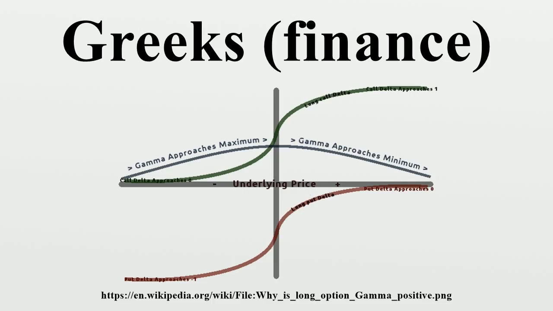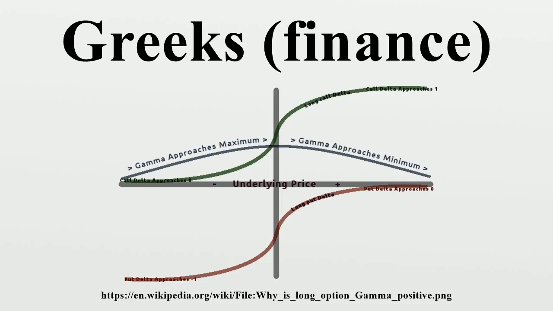Vega measures sensitivity to volatility. Vega is the derivative of the option value with respect to the volatility of the underlying asset. Vega is not the name of any Greek letter. However, the glyph used is the Greek letter nu, instead of Vega or capital lambda. All options will gain value with rising volatility.